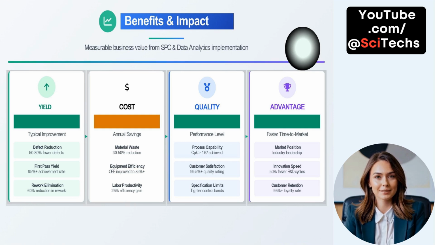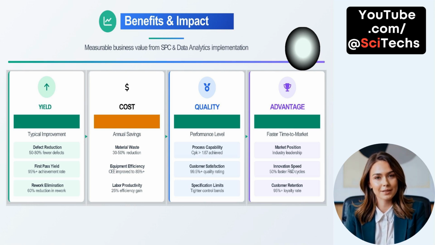Benefits and impact. Implementing statistical process control and data analytics in semiconductor fabs delivers measurable business value across multiple dimensions. In terms of yield, organizations often see a 50–80% reduction in defects, along with a first-pass yield exceeding 95%. Rework is significantly reduced, often by 60%, freeing up resources and enhancing throughput.